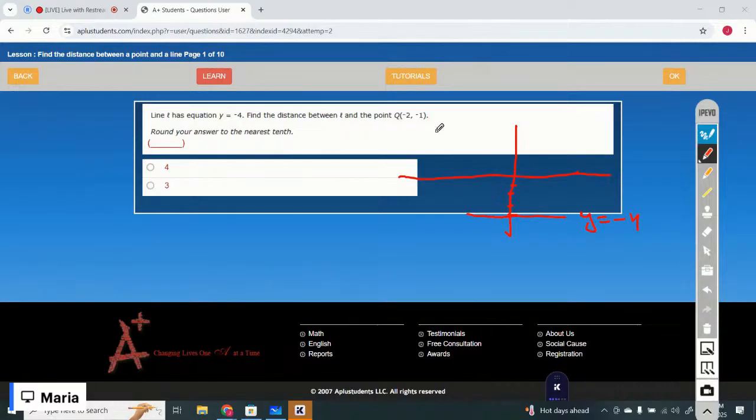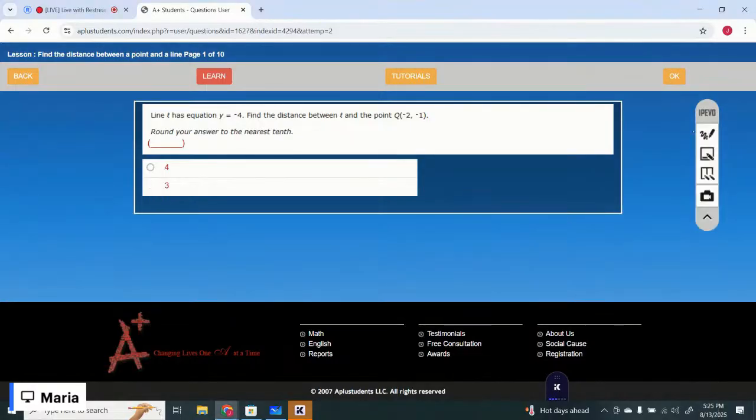Now plot the point (-2, -1). X is -2 and y is -1. So -2 and -1, here is the point. You just have to calculate the distance. So that is 1, 2, 3. So the correct option is 3. Option number 2 is the correct option.